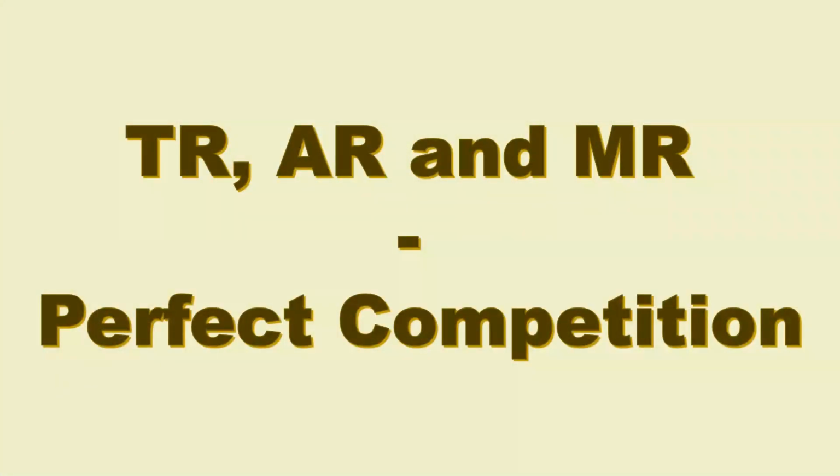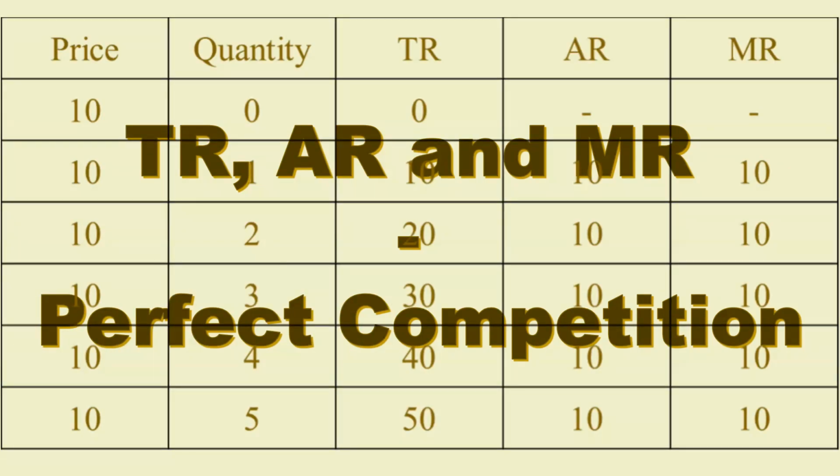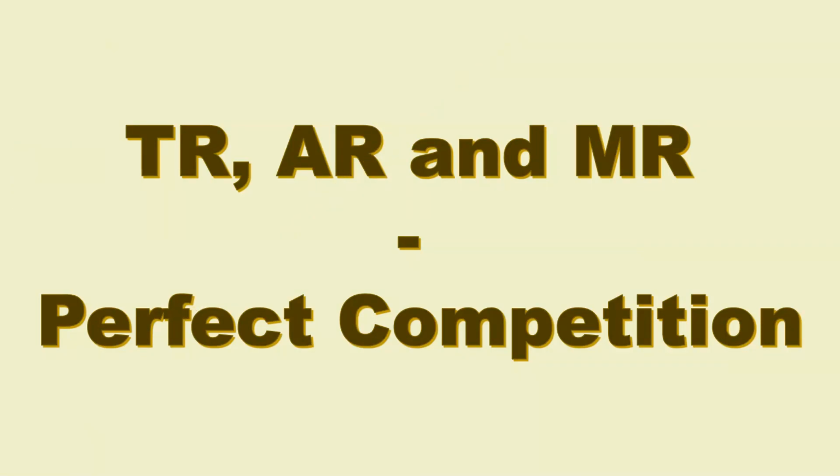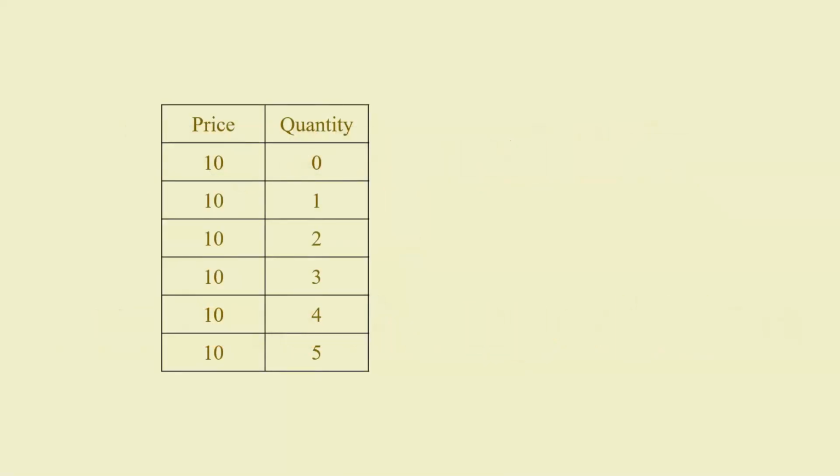In this tutorial, we shall try to understand the behavior of the total revenue, average revenue and marginal revenue under perfect competition. We shall do it in two ways. First, numerically and then graphically. For this, we are in need of demand schedule. It is here. Look at this table.